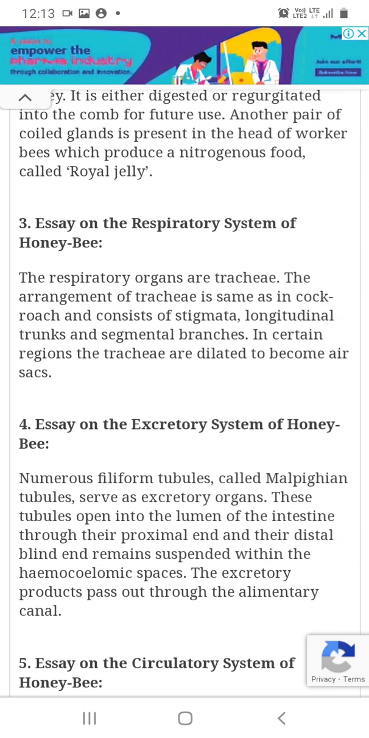The respiratory system is comprised of trachea. It is like the other insects. The arrangement of trachea is the same as in cockroach, consists of spiracles or openings called stigmata, longitudinal trunk, and segmental branches. In certain regions, the trachea are dilated to become air sacs, as was found in grasshopper.